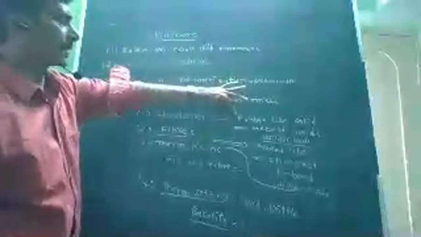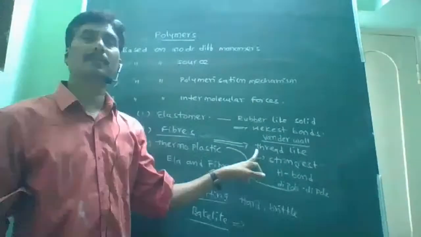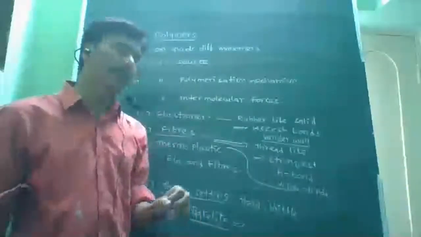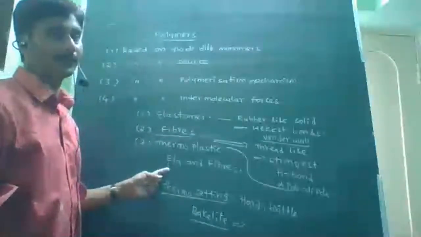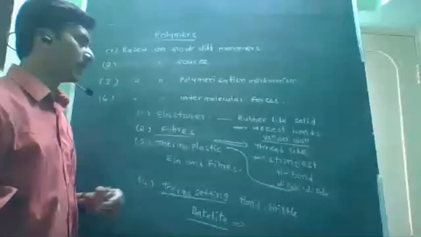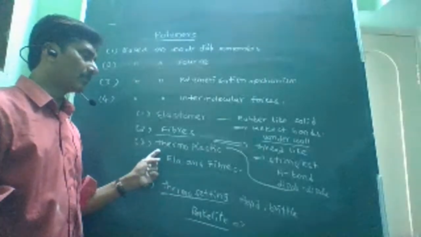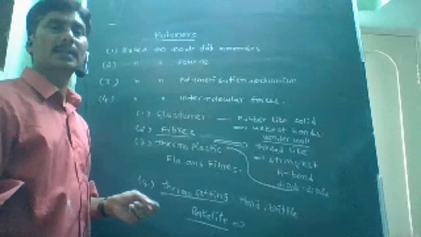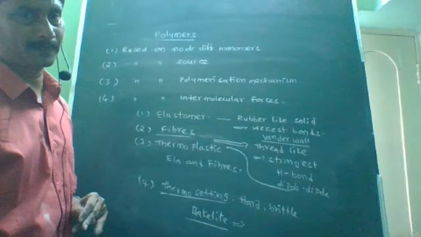Elastomers are rubber-like solids like hydrogen bond and dipole direct. Example for these nylon, Orlon. PVC, polyethylene, polypropylene, polystyrene will all come under the thermoplastic polymer. Simply, most of the synthetic polymers will come under the thermoplastic polymers.